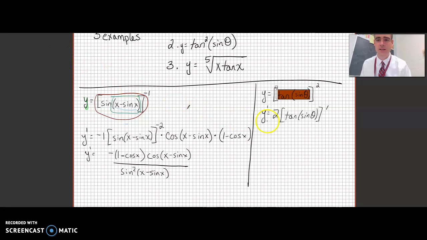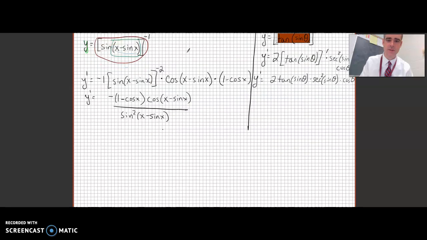Well, now I'm going to step inside. What's the derivative of tangent? The derivative of tangent is secant squared. And that's going to get multiplied times the cosine of theta, which is the derivative of sine theta. So this is y prime, the derivative: 2 times the tangent of sine theta times the secant squared of sine theta times the cosine of theta. Again, ugly, but doable. All right, last one.